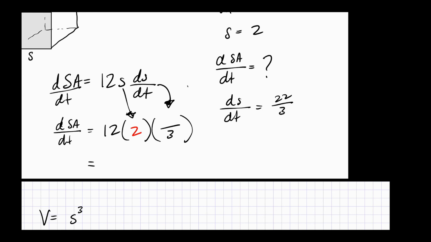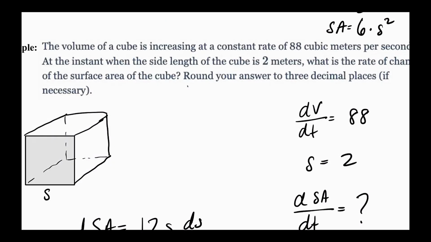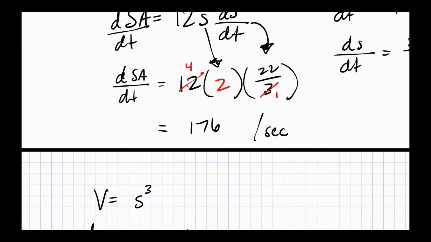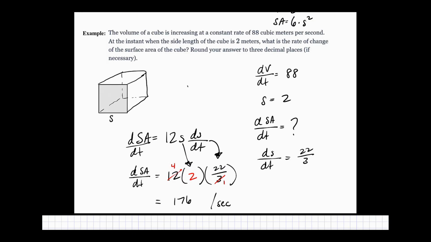Now I have enough information where I can go and solve for what I originally wanted to solve for. When I do that, 12 goes into 3 4 times. And I'm going to get 8 times 22, or 44 times 4, is 176. How do I label that? It's a rate, so it's going to be per second. What is it going to be, though? Meters squared. Good, because it's an area.